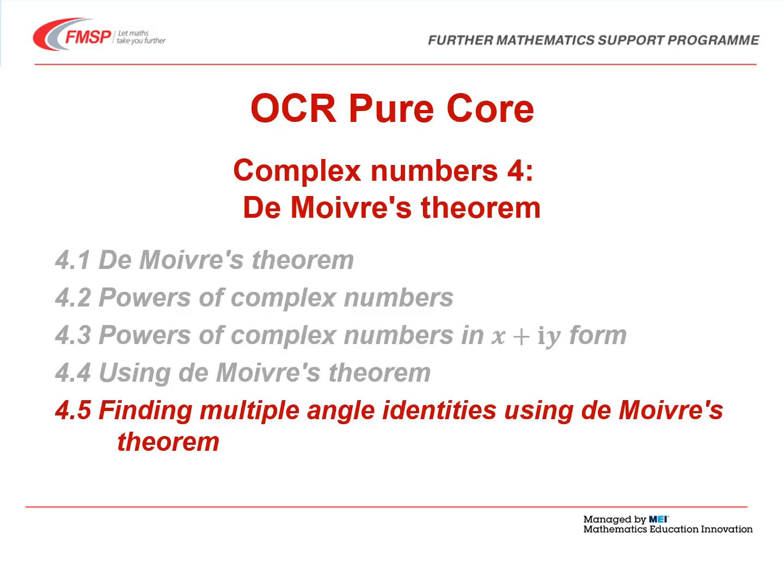This is a video for OCR Pure Core Mathematics, Complex Numbers 4, De Moivre's Theorem, 4.5, Finding Multiple Angle Identities using De Moivre's Theorem.